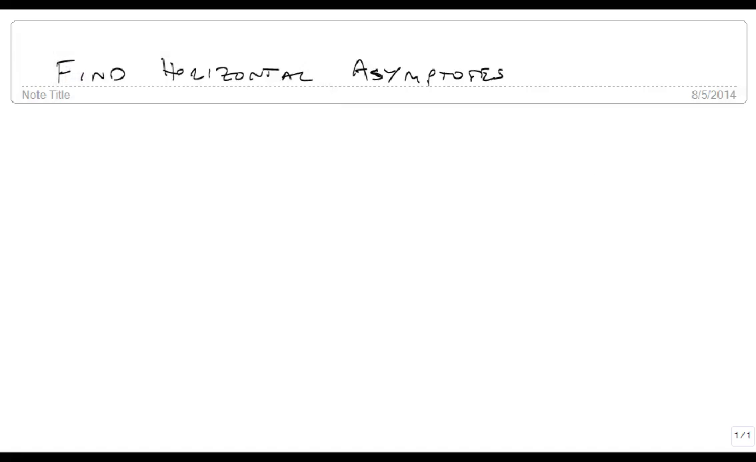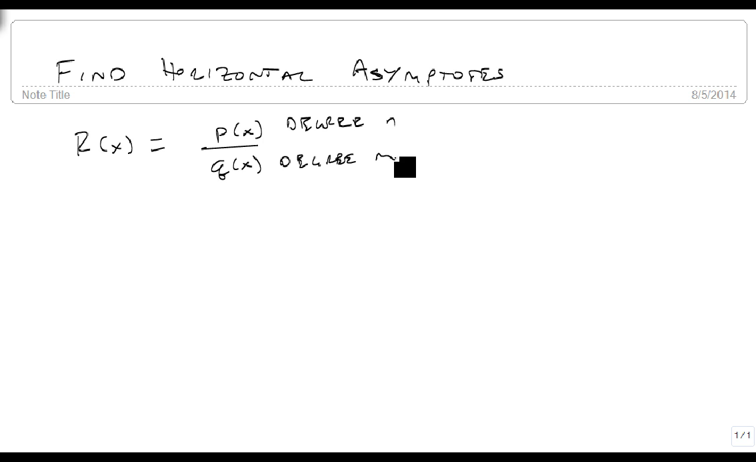Horizontal asymptotes are even easier to find, but there's a couple of things you have to keep track of. So remember that r of x is defined as p of x over q of x, and it's a polynomial divided by a polynomial. What we care about is the degree here. Let's say that this has degree n and this has degree m, so n on top and m on bottom. Well, there's three cases for our horizontal asymptotes.